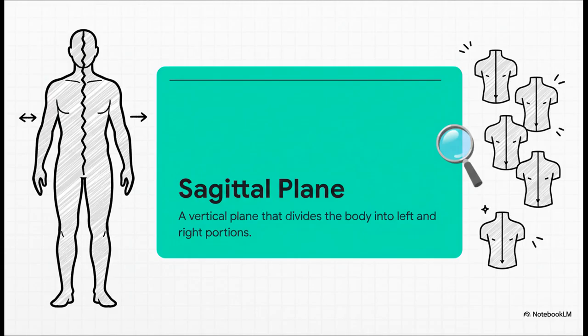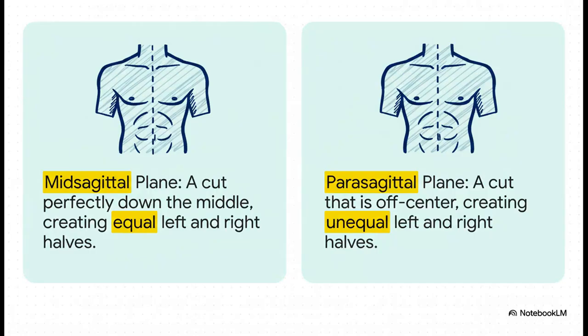But, and this is important, not all of these cuts are the same. And here's where it gets a little more specific. If that cut goes perfectly down the midline, creating two equal mirror image halves, we call that a mid-sagittal plane. Super easy, right? Mid for middle. But what if the cut is off-center, creating a big piece and a little piece? That's a parasagittal plane. A really cool way to remember this is to think about the sagittal suture on your skull. It runs right down the middle, just like a mid-sagittal plane.